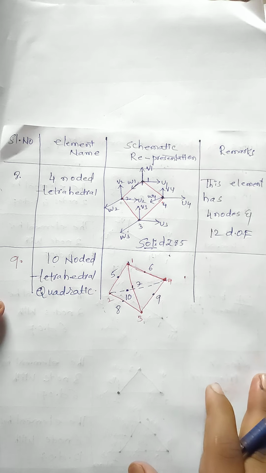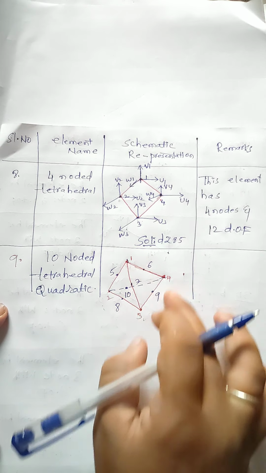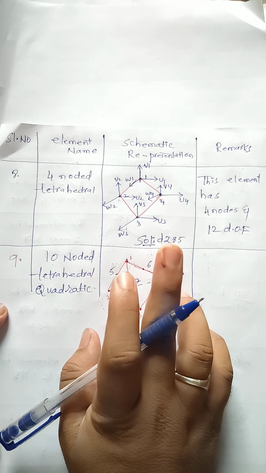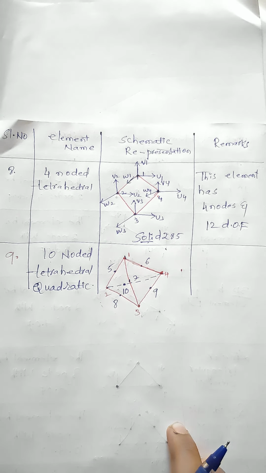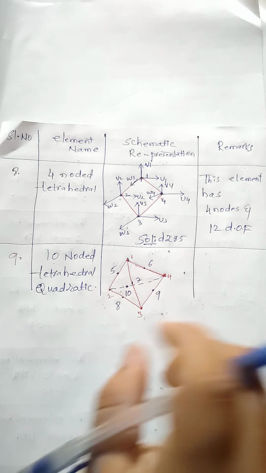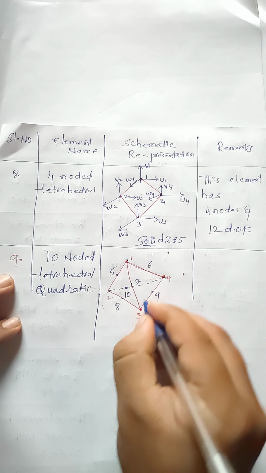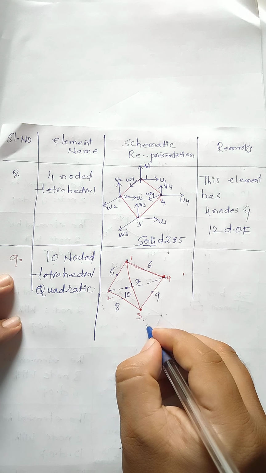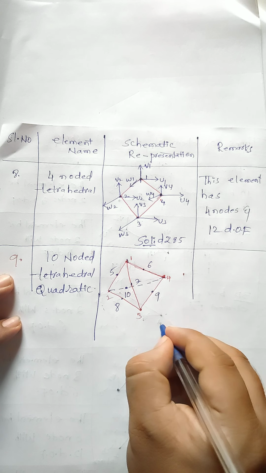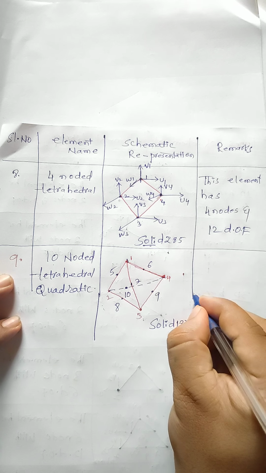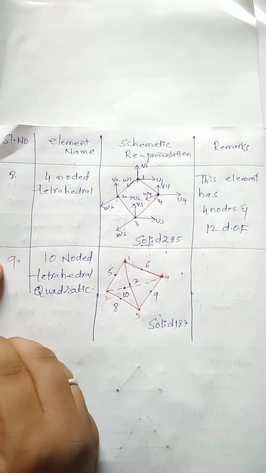So we understood that this is the solid object. Any solid object can represent the x direction, y direction as well as z direction. So for that reason, we can represent this 10 noded tetrahedral quadratic element as Solid 187.